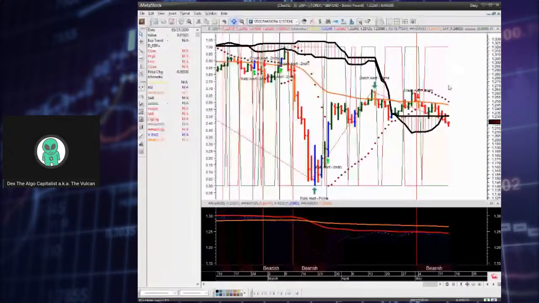I'm looking for this thing to possibly drop maybe 1,000 pips. Could be in play, folks. I don't know. Something's going on over there with Brexit. All right, let's see here.